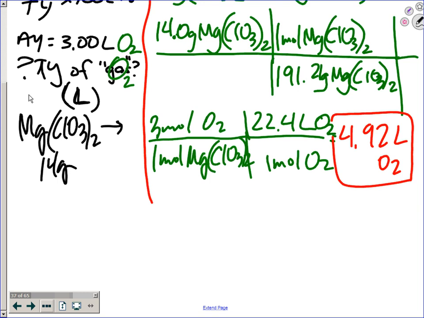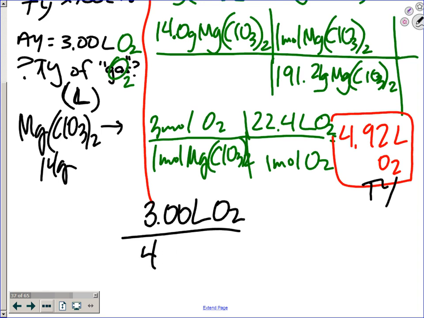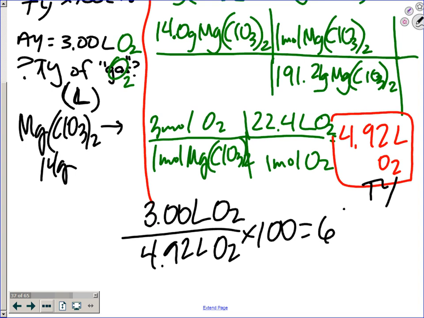But regardless, this is theoretical yield. What's approximately the percent yield? It's about 60, like 3 over 5 is about 60, but you're definitely going to calculate it now. 3.00 liters of oxygen divided by 4.92 liters of oxygen times 100. What is it exactly? 61% yield, okay. Would you want this person in your lab group? No. But would you settle if you had to? Yes.